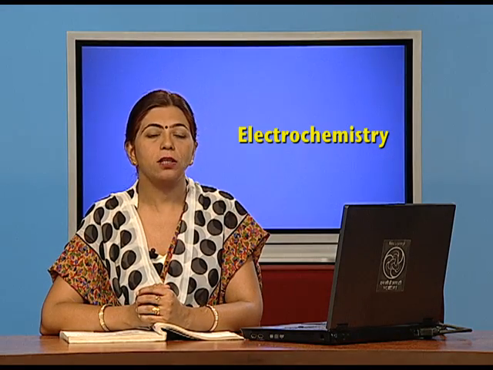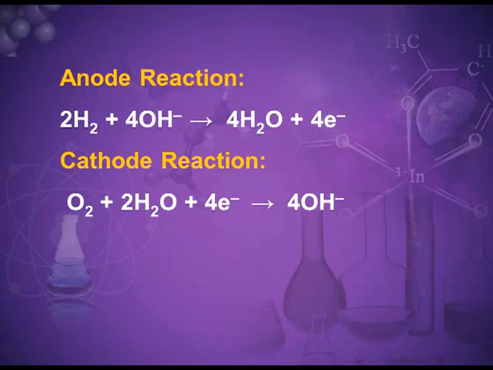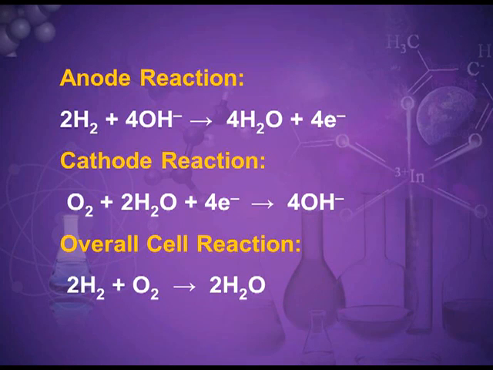Now, let me explain the reactions which are taking place at anode and cathode. At anode, hydrogen gas reacts with the hydroxide ions. It loses 4 electrons and water is formed. These electrons which are lost at the anode are gained at the cathode, and oxygen in the presence of water accepts these 4 electrons and hydroxide ions are formed. Overall reaction: 2H2 plus O2 gives water.